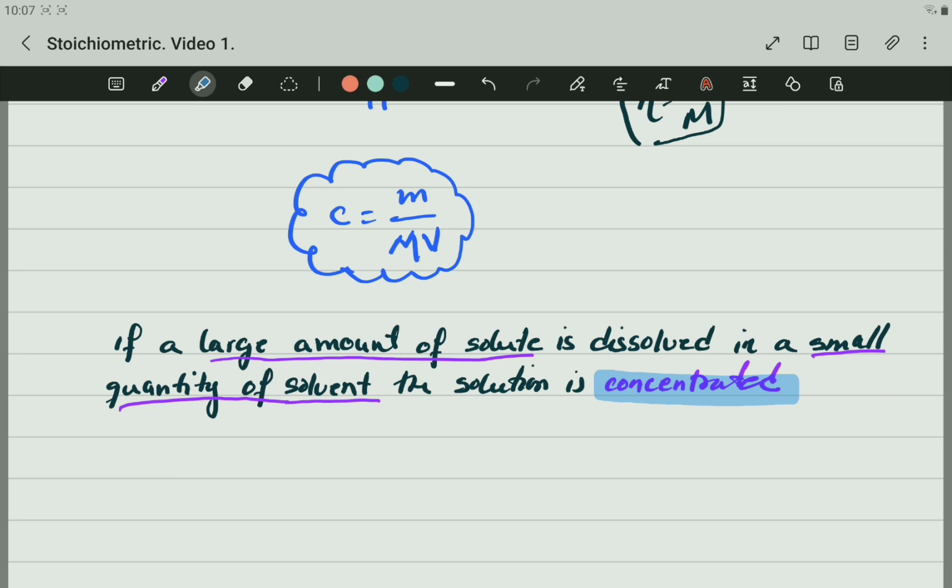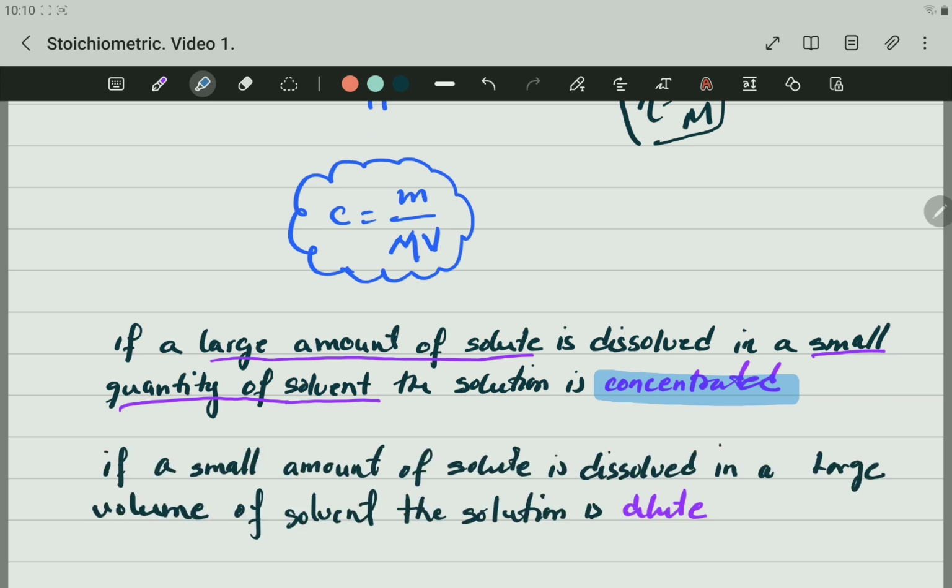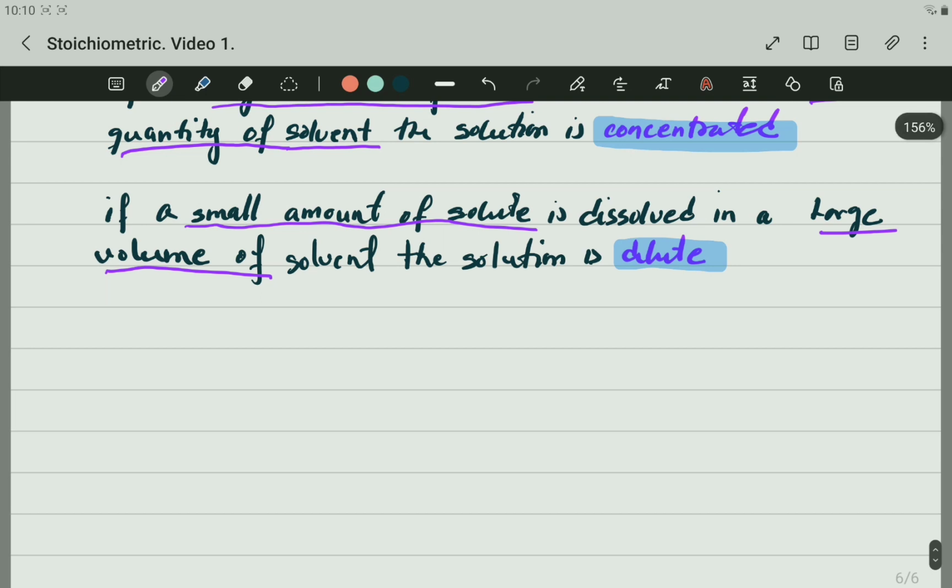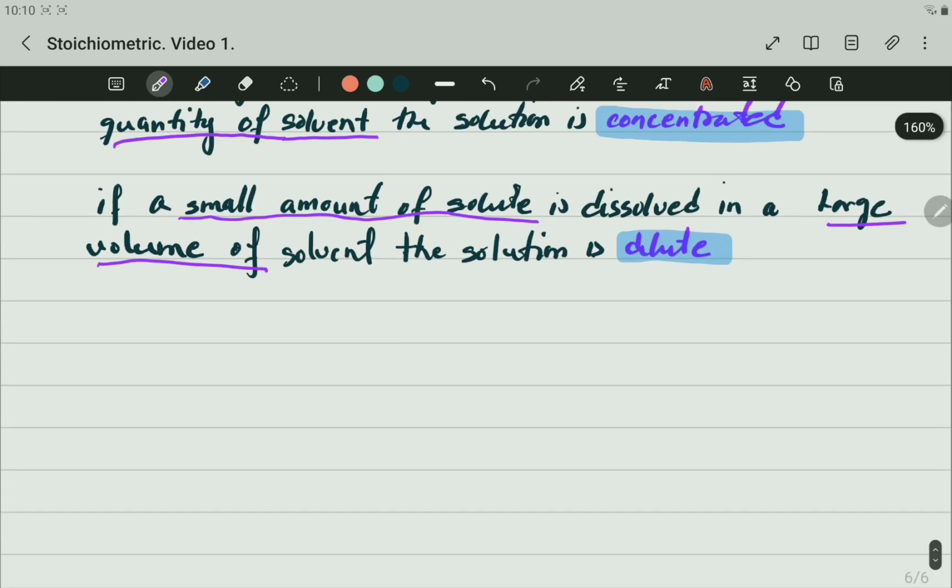Now we have also the definition of dilute, which is very, very important. If a small amount of solute is dissolved in a large volume of solvent, then the solution is dilute. Those two definitions are important. You're going to be using them up until grade 12. So please do your best to record them. It is important and it's not so difficult. So let's look at one example to calculate concentration, and then we're going to be working with the composition of a substance.